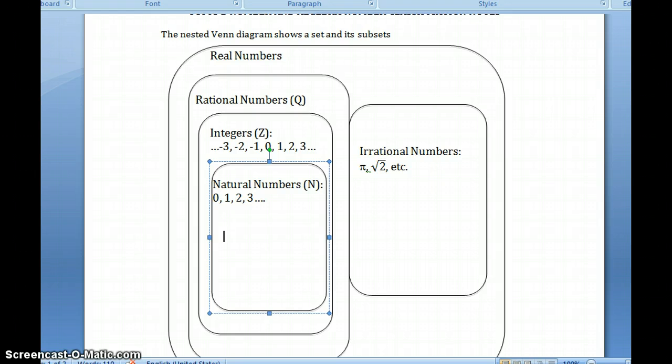So you have the real number system. Within the real number system are rational numbers, and within rational numbers you have specific rational numbers that are integers, and within the integers and also rational numbers, you have natural numbers, which are 0, 1, 2, 3. Also within the real number system, you have irrational numbers.